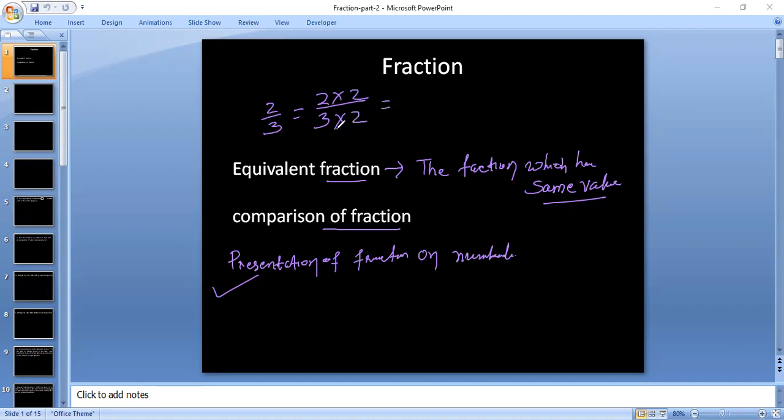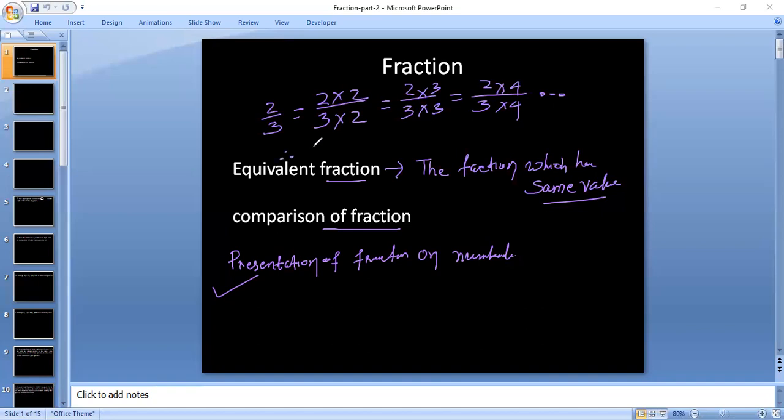And a fraction has infinite equivalent fractions, so for another equivalent fraction of 2 by 3, I will multiply again by 3 both in numerator and denominator, and also by 4, and so on. There are an infinite number of equivalent fractions of a particular fraction.